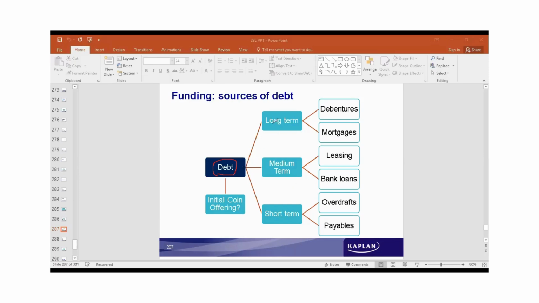One is long term, then the medium term, and the short term. Under long term, long term debt can be in the form of debentures or mortgages. So debentures involve calling in capital from external investors by issuing them debentures.